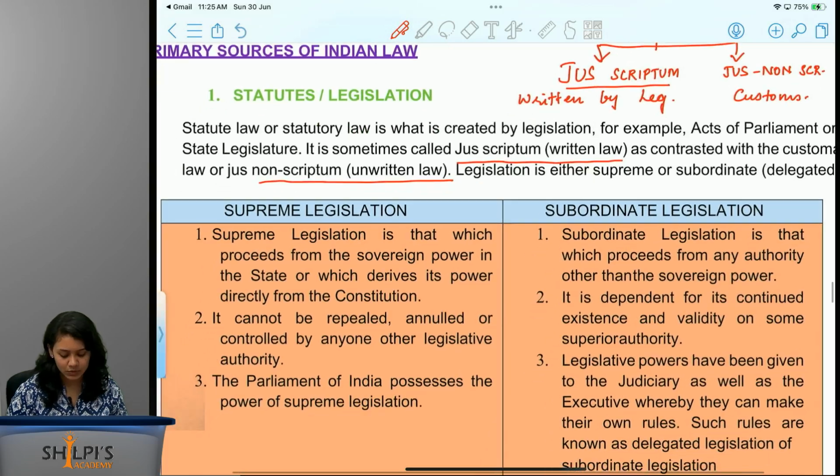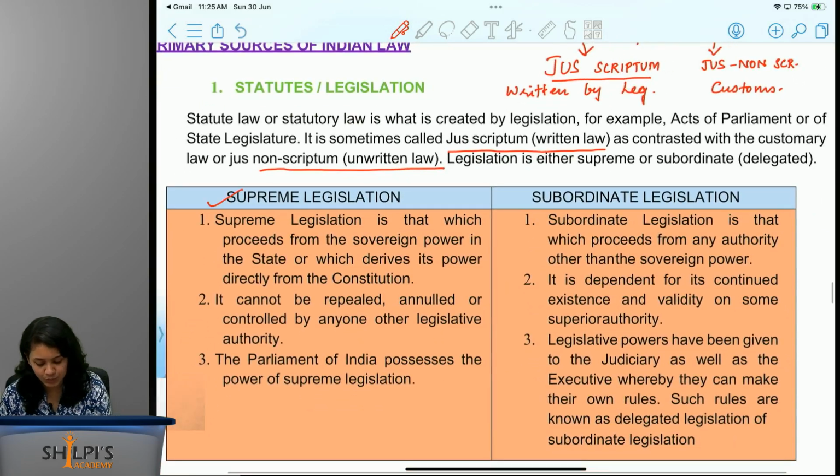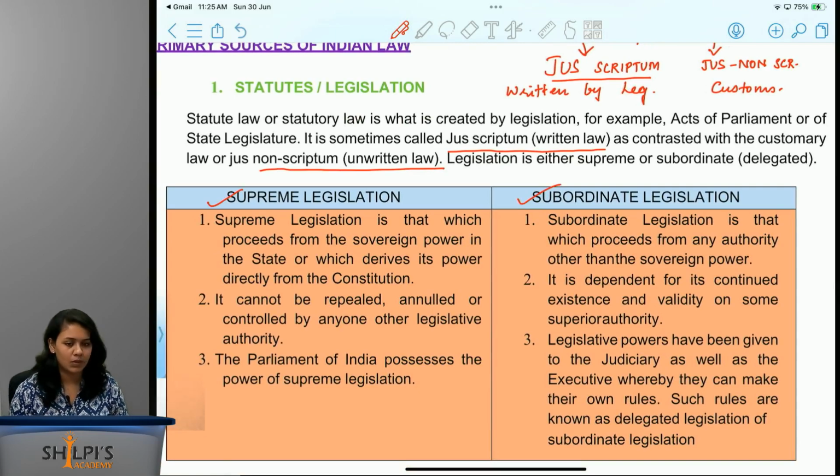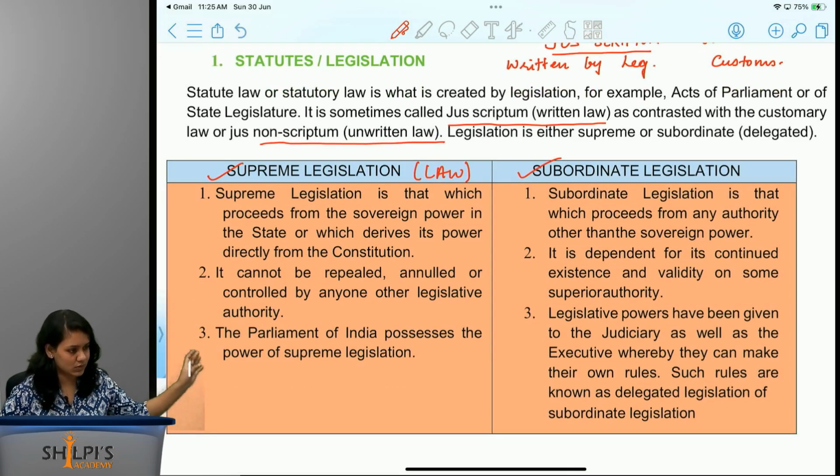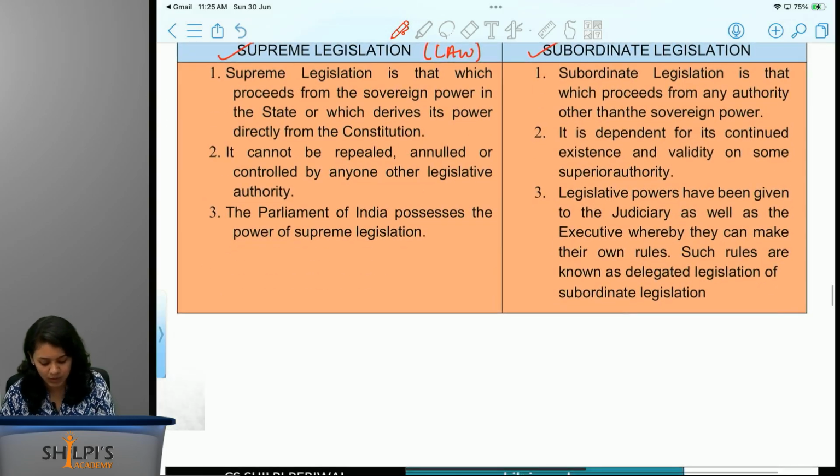In jus scriptum, we are looking at something known as supreme legislation and subordinate legislation. Break it down. What is legislation? Law. So there's something known as a supreme law and there's something known as a subordinate law. What is the difference between the two? For this, you have to come back. Don't read what's here yet. You have to come back to the Constitution of India.